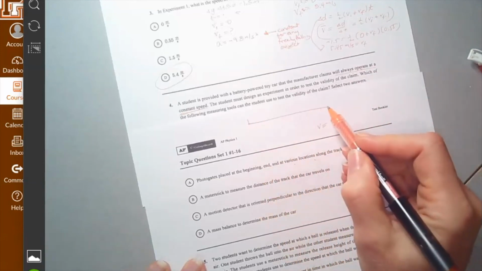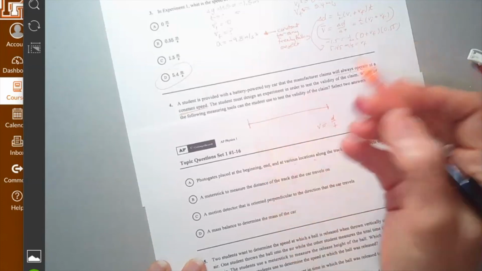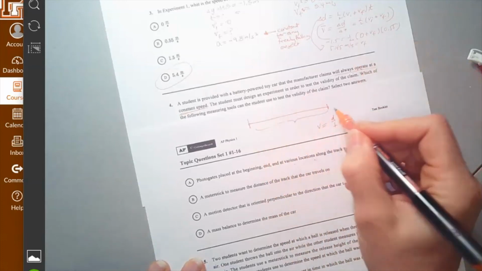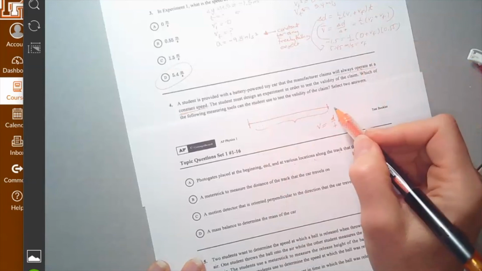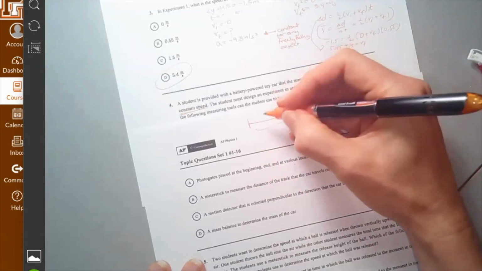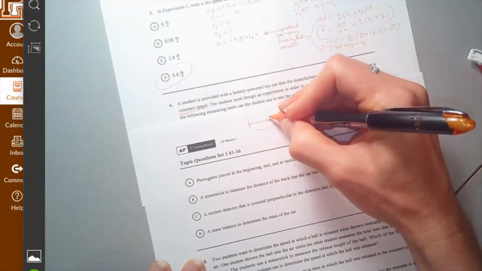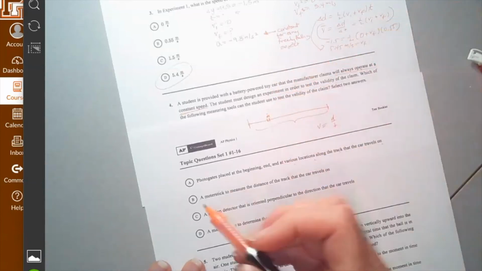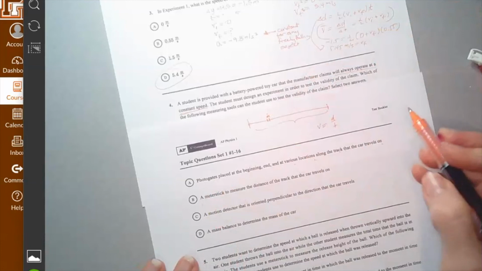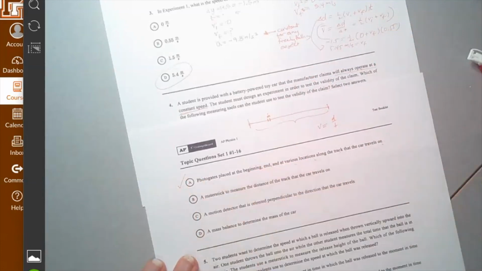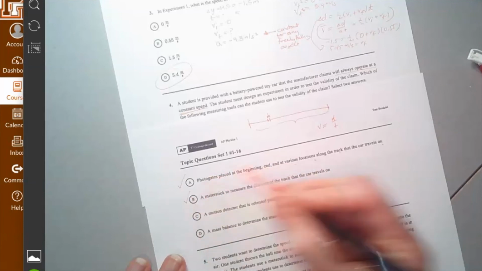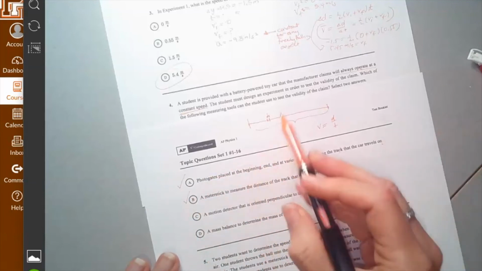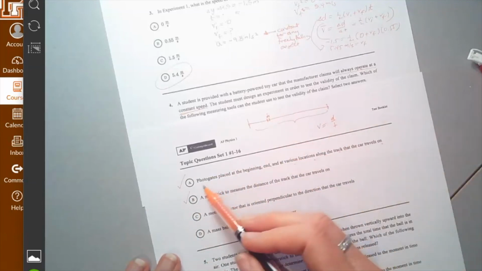So if you have a distance like this, and you take this whole distance and divide it by the whole time, you have an average velocity. If you can narrow that interval down to a smaller one, then you've got an instantaneous velocity. A photogate will enable you to do that, so you can use that. Another thing you can do is use a meter stick, so that you know how big these intervals are that you're measuring.